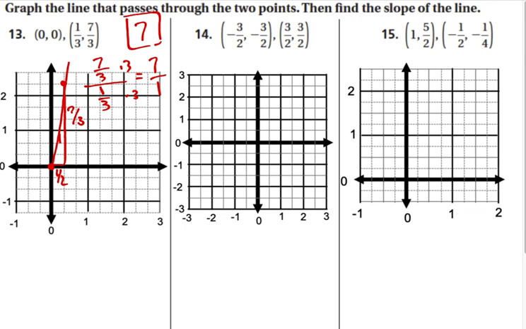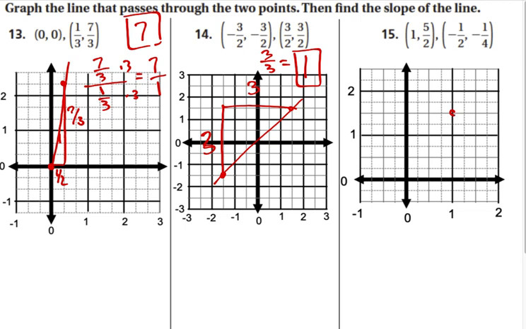Okay, negative 3 halves would be right here. And 3 halves goes right here. And it looks like we go up, what is that, 2? No, that's 3. We go up 3 and over 3. So the slope here is 3 over 3. That's 1. This line goes up at the same rate it goes to the right. It's a 1-to-1 ratio.